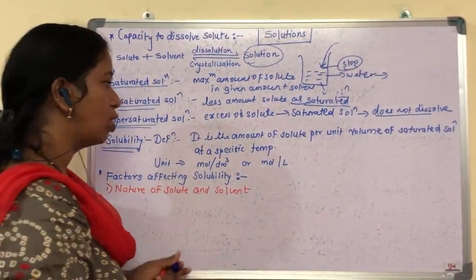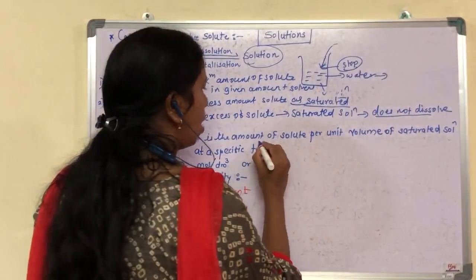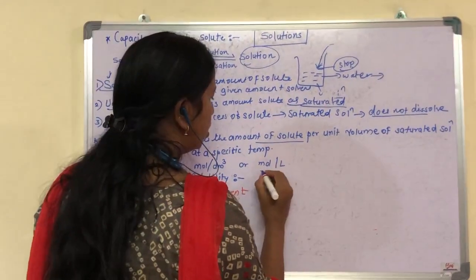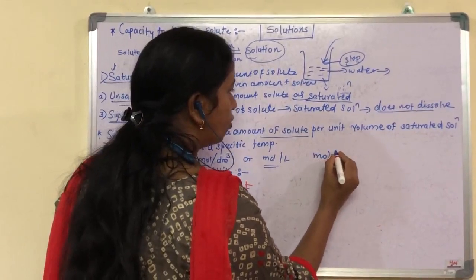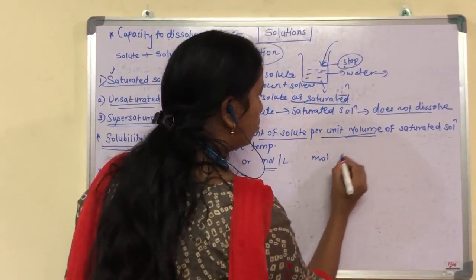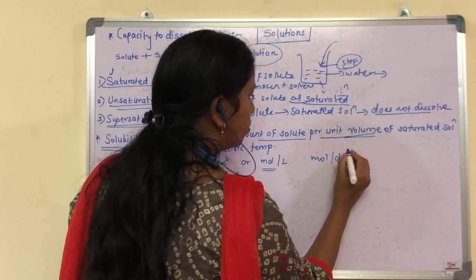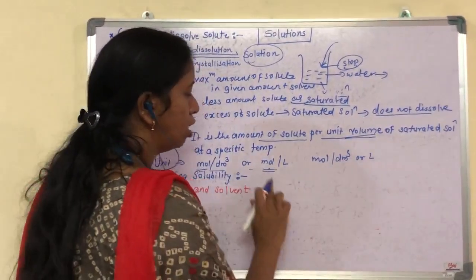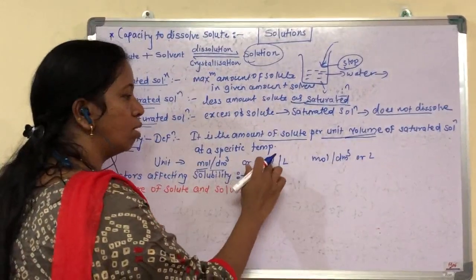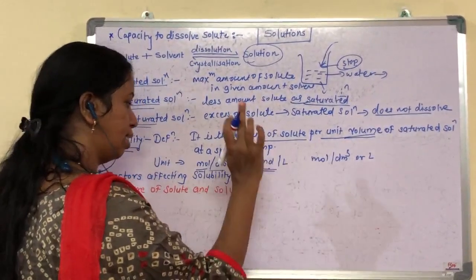Suppose we consider the amount of solute in moles, and per unit volume, the volume unit is dm cube or liter. So the unit for this is mole per dm cube or mole per liter.